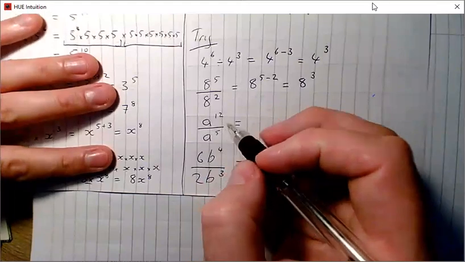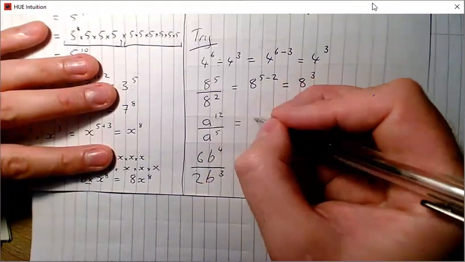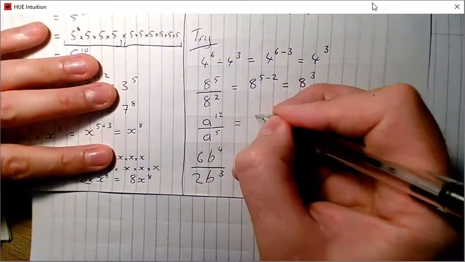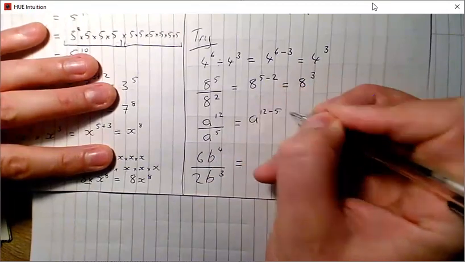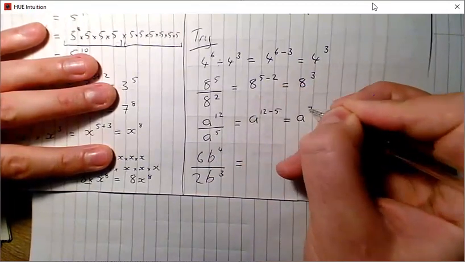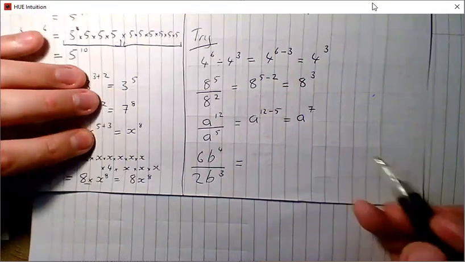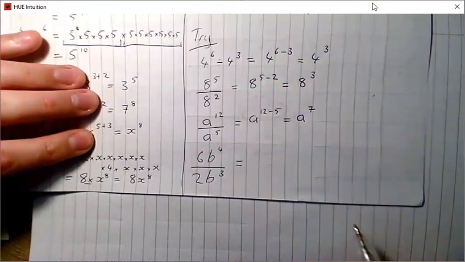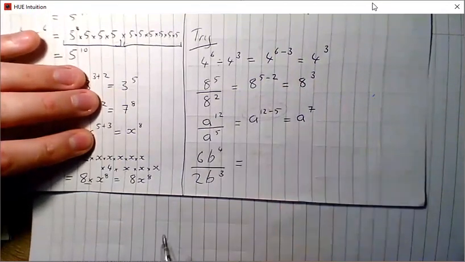Again, the fact that there's algebra here doesn't change anything. That's 8 to the power of 12 divided by 8 to the power of 5. That's 8 to the power of 12 minus 5, which is 8 to the power of 7. And do show this work when you're doing these questions, okay? Don't just try and jump straight from here to here.